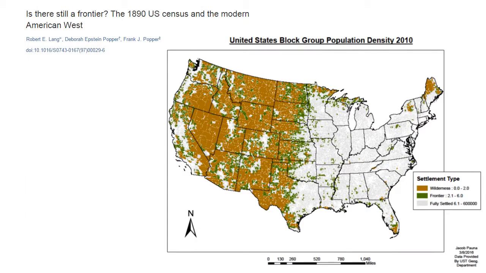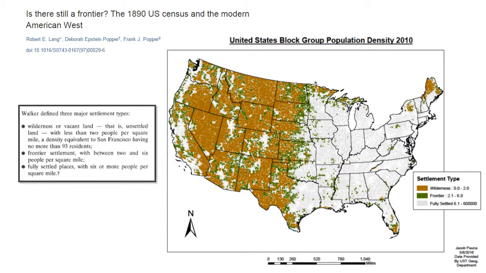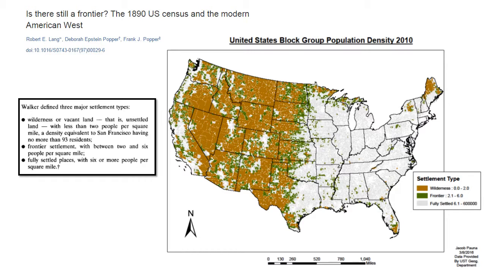The census used three types of land classification when Turner declared the frontier closed, and these were wilderness or vacant land, that is unsettled land with less than 2 people per square mile, frontier settlement with between 2 and 6 people per square mile, and fully settled places with 6 or more people per square mile. This map here displays these categories using 2010 block county data. As you can see, the West has a lot of wilderness and frontier land intact even in 2010.